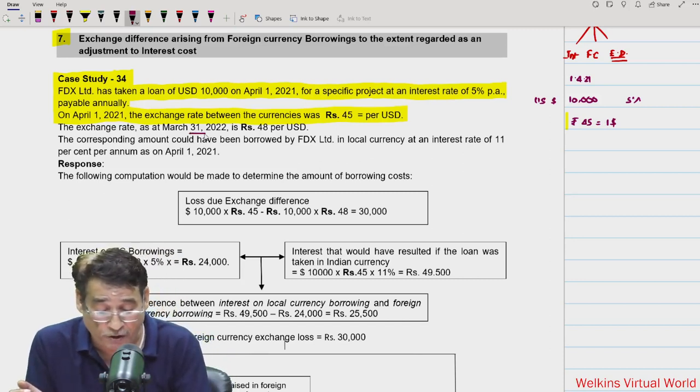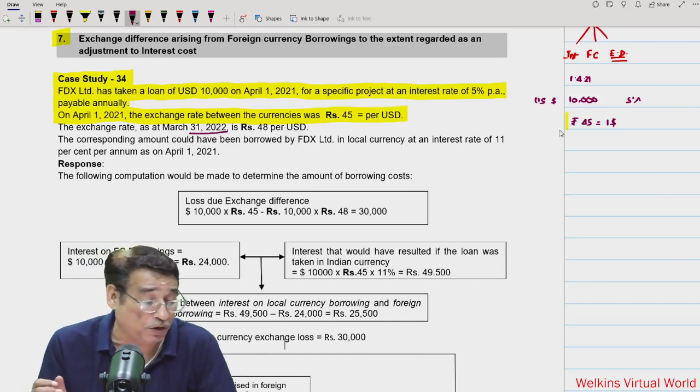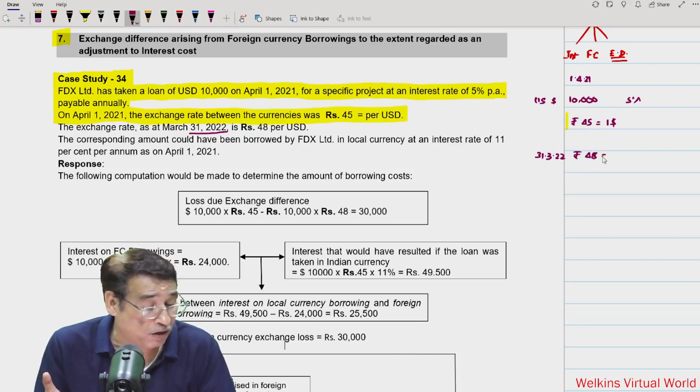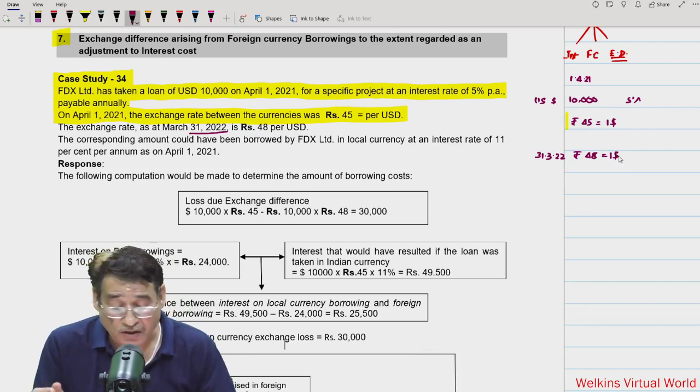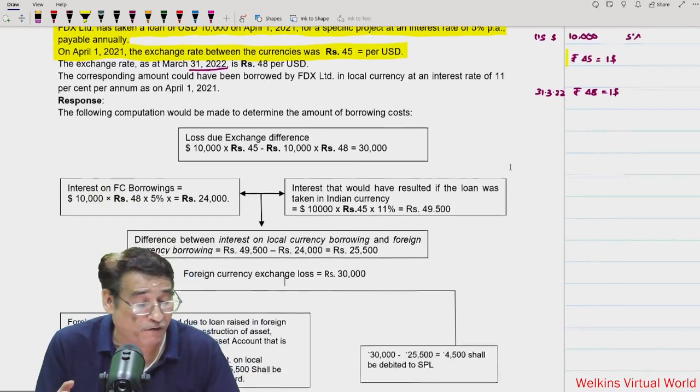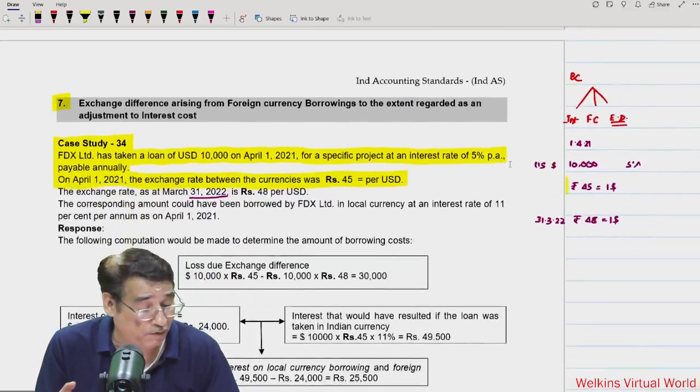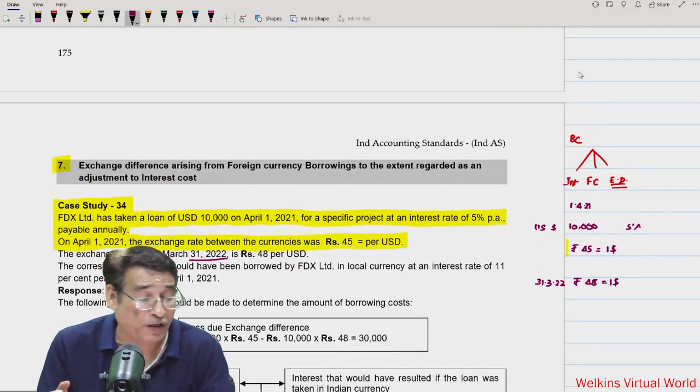However, by the end of the year, on 31st of March 2022, the exchange rate is rupees 48, which is equal to $1. Correct? Now just think of this particular fact, because this rate has turned unfavorable for you. Why has it turned unfavorable to you? Because you have got a foreign currency loan of $10,000.